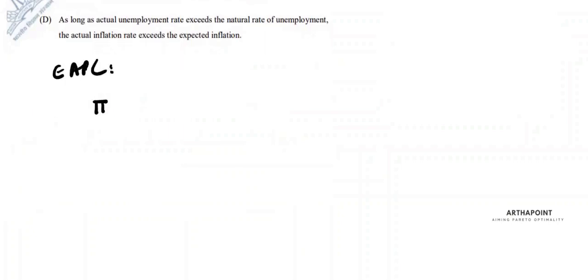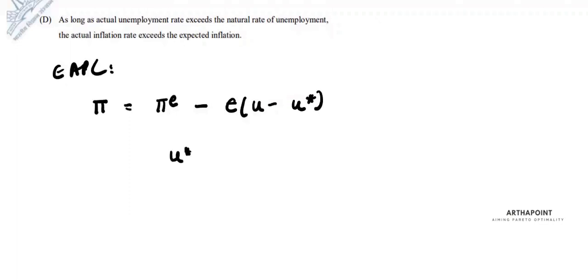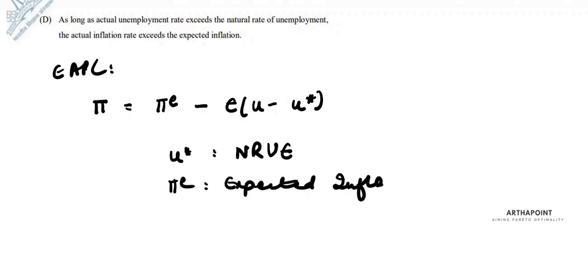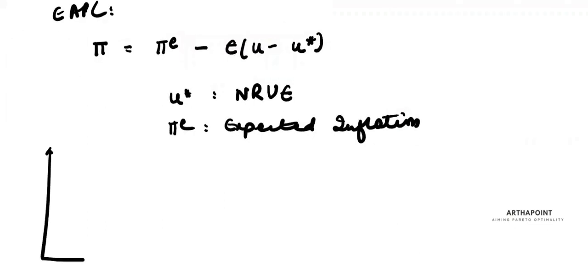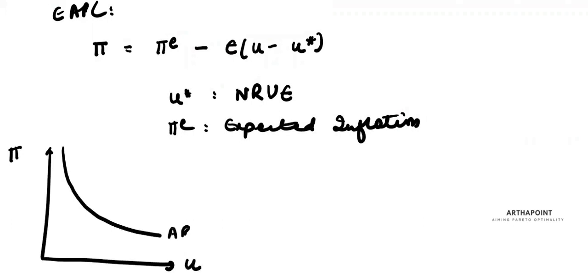EAPC, what is it? Actual inflation is equal to expected inflation minus mu times (U minus U star), where U star is the natural rate of unemployment, and pi E is expected inflation. And we know that this curve looks like this. Here is my inflation, here is unemployment. This is my augmented Phillips curve, isn't it?